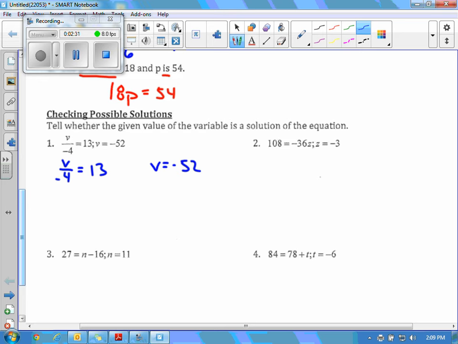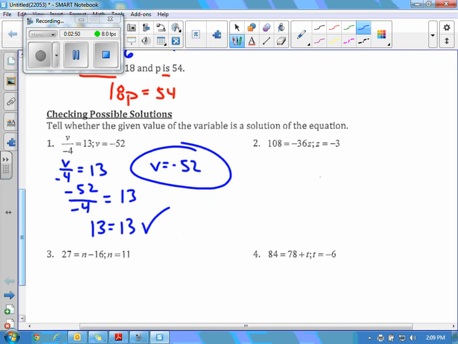So what we're going to do is we're going to plug in negative 52 for b. So I get negative 52 over negative 4 equals 13. This fraction means division. Negative 52 divided by negative 4 is 13. So I get 13 equals 13, which is a true statement. So yes, negative 52 is a solution. So we would say that this is a solution. I'll let you guys try number 2.